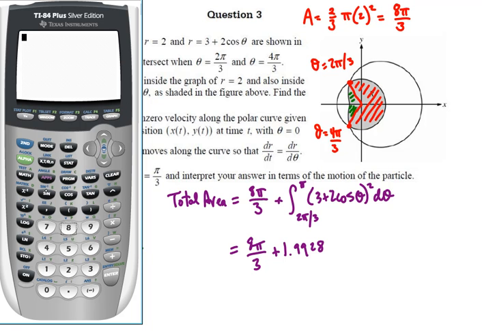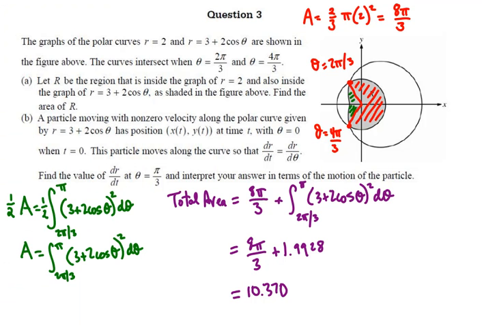So the last thing I want to do is to get an actual value for that. So I have 8 pi divided by 3 plus 1.9928 equals 10.370, and that gives us our answer for part A here. We'll continue with part B in the next video.